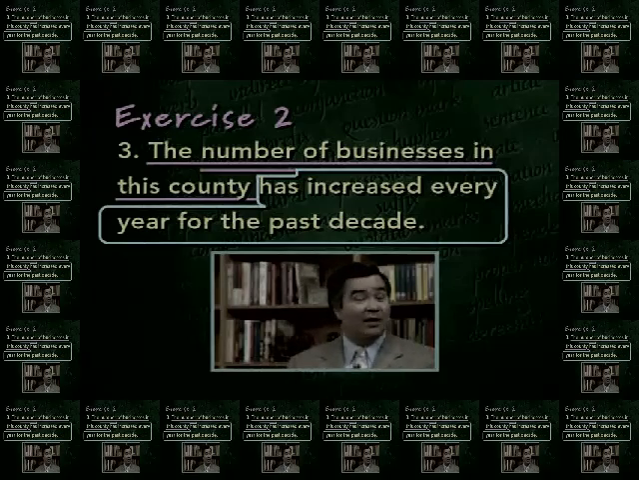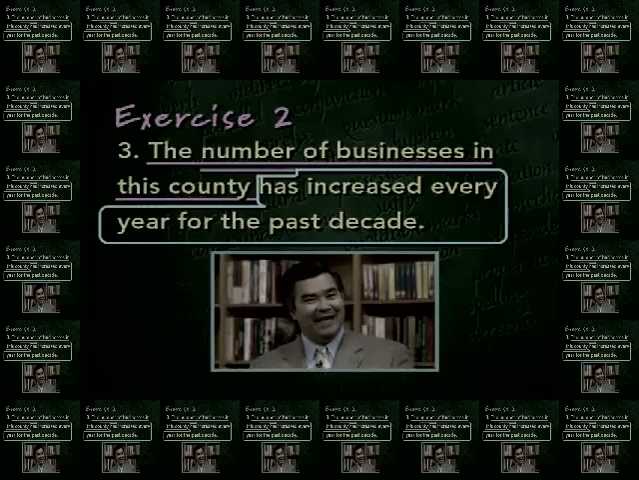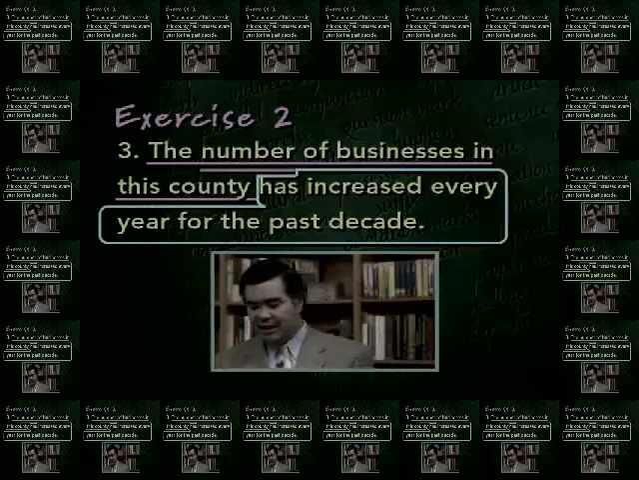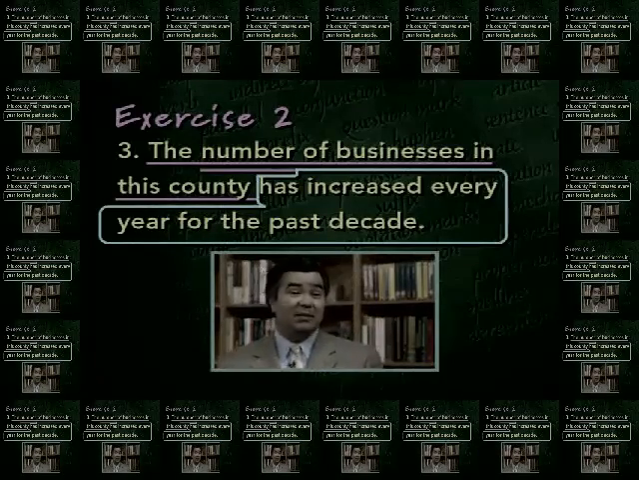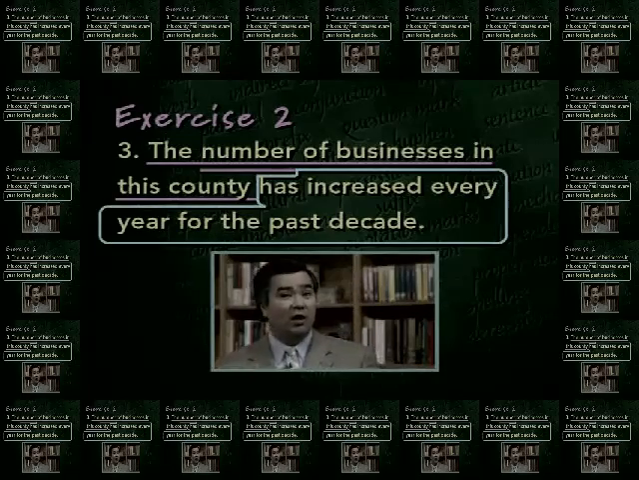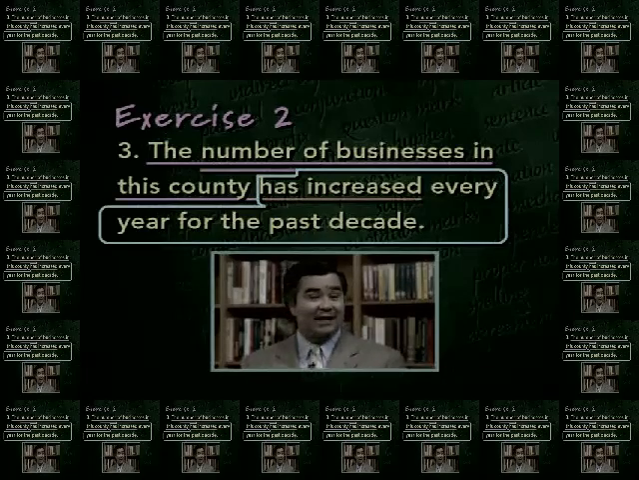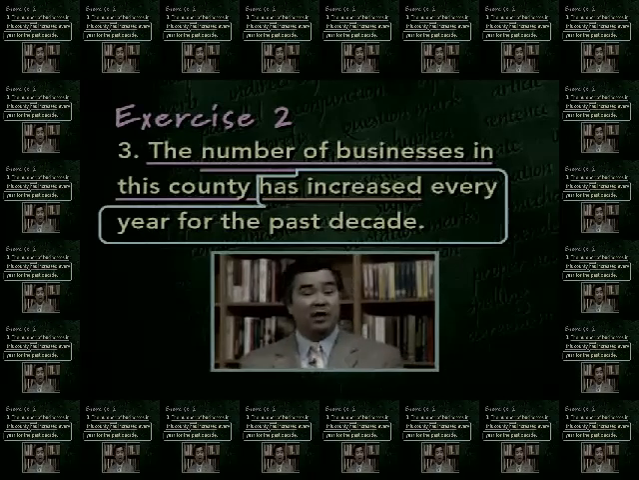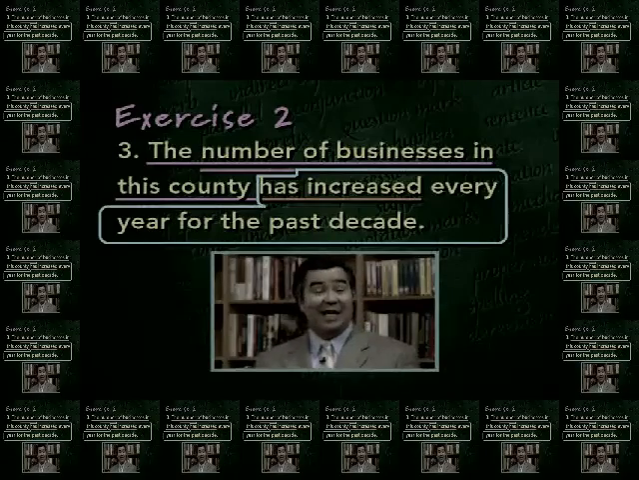Looking at the predicate, what's the most important word there, or the verb? Once again, this example is a little more tricky than some of the other examples we've seen. In this case, the verb consists of two words. Sometimes verbs in English do consist of two or even more words. In this case, the verb includes both the word has and the word increased. You need both of those words to make the complete verb to explain what the number of businesses in this county has done.